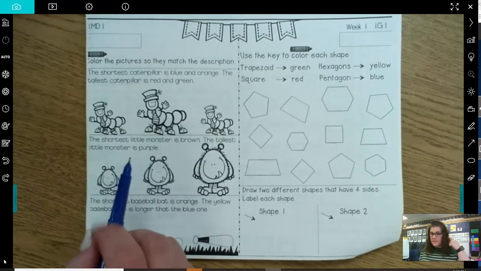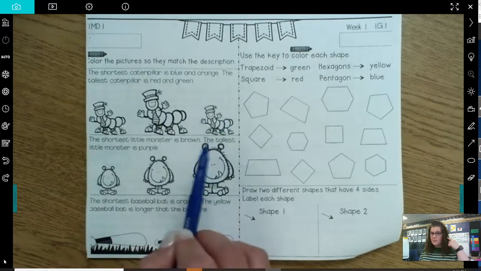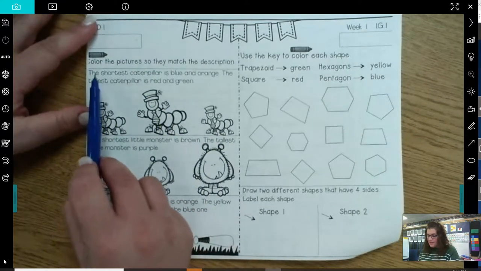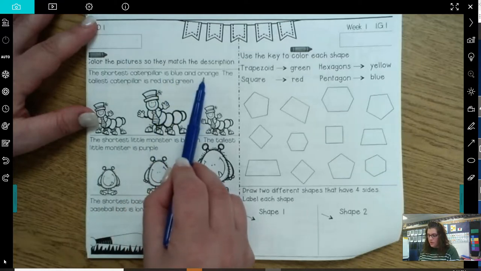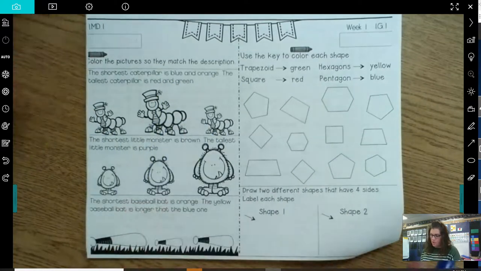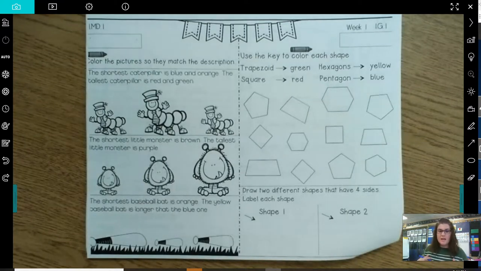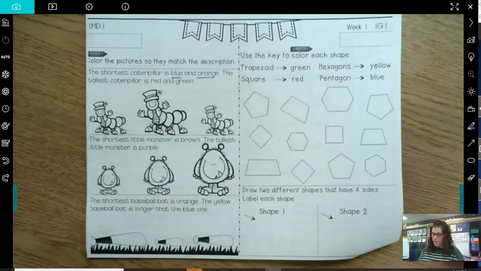We have to have our listening ears on so that we know exactly how to color each caterpillar. Ready? It says the shortest caterpillar is blue and orange. So which one out of these 3 is the shortest? Shortest is the smallest. So hit pause and color the shortest caterpillar blue and orange.